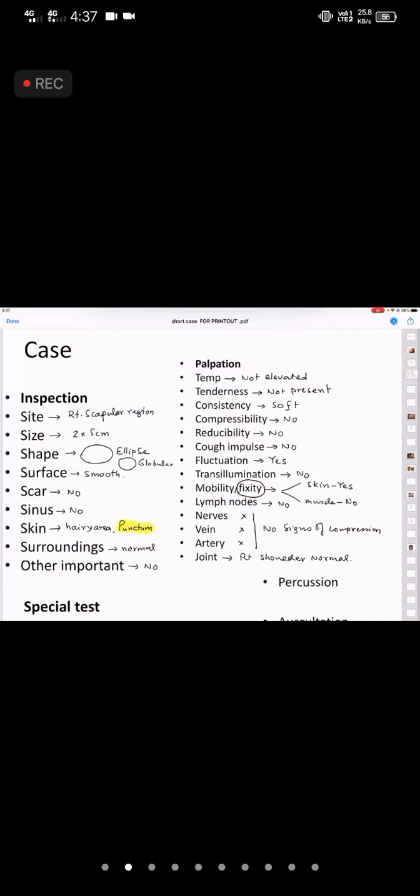Sir, compressibility and fluctuation are different. Sir, we'll come to those points. We'll come to those points. As we go by with swellings, we'll come to these points, sir. Please tell me when you have completed writing.